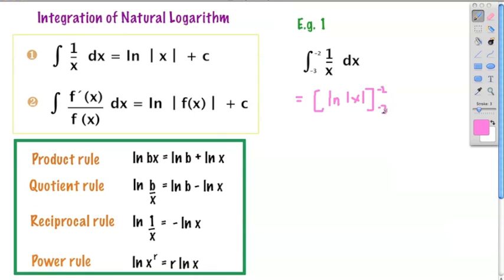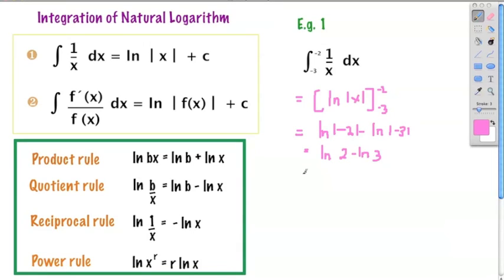So what we have to do is we substitute it into the question. So we will get first ln -2, and then we minus ln, we substitute the x with -3. But remember, if it's involving ln, the number must be positive. So we'll get ln 2 minus ln 3.